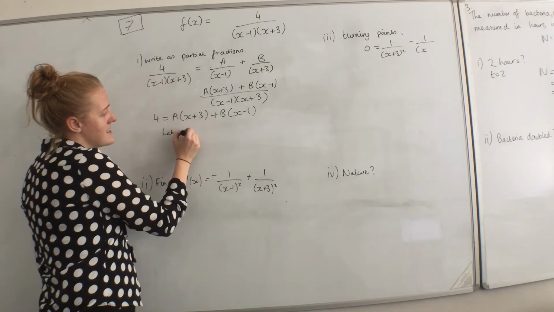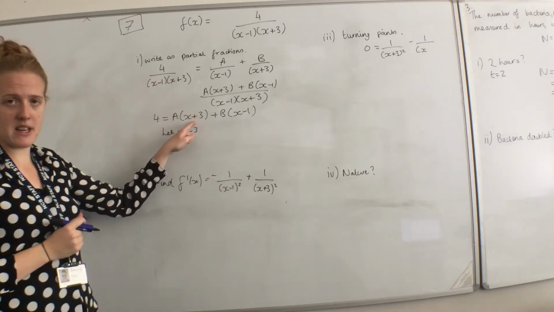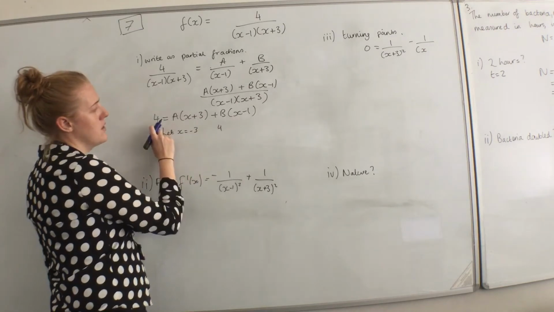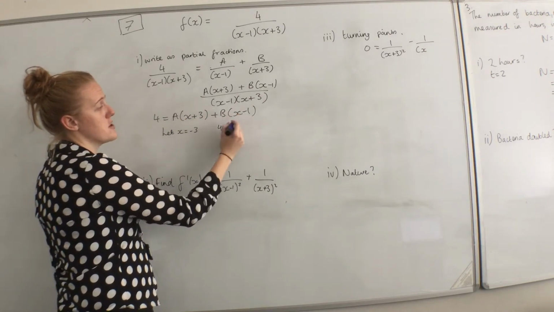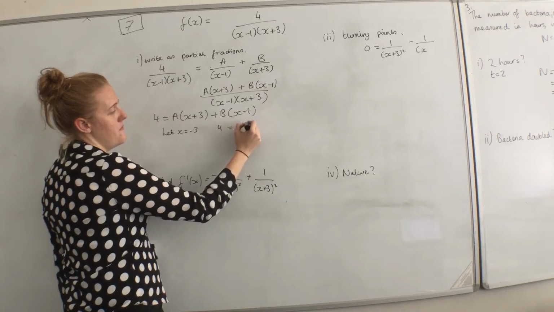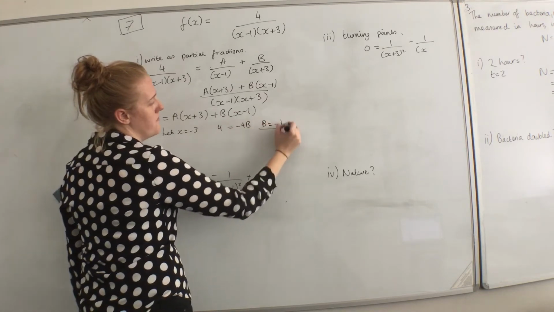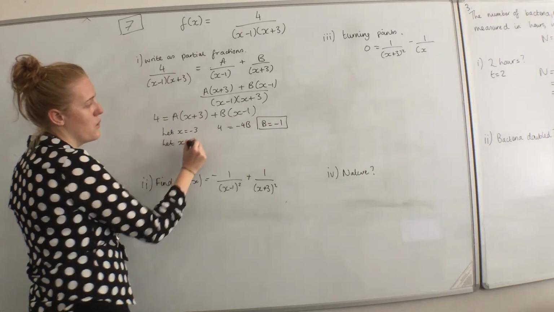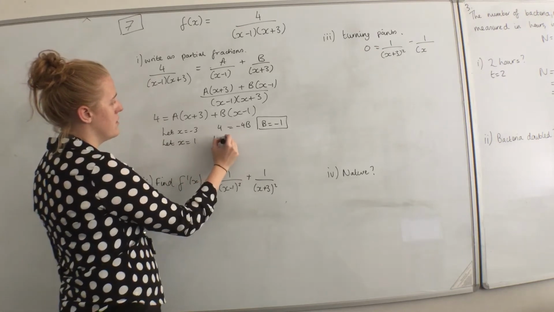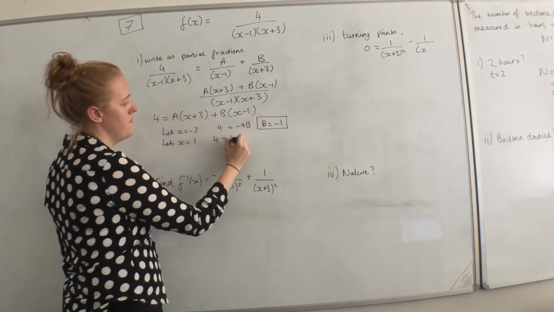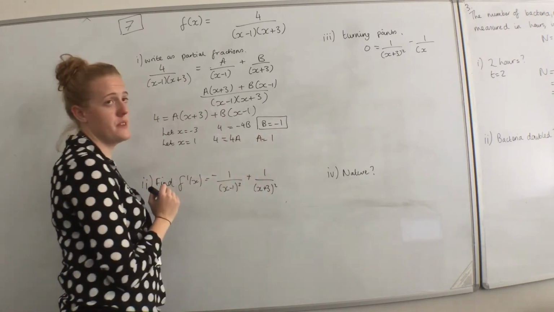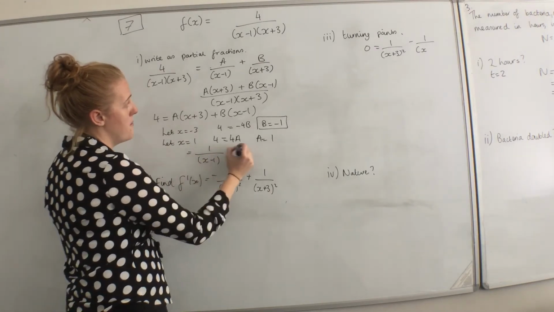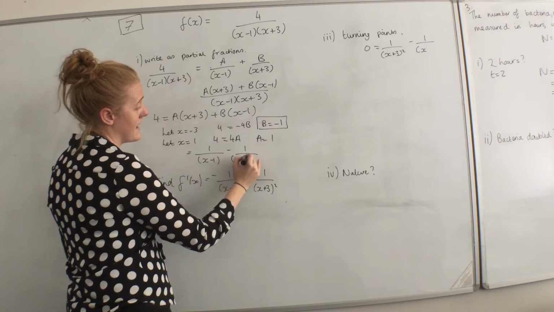So I'm going to let x equal minus 3 in order to cancel out this bracket and just leave me with an equation in terms of B. So what I've got here is 4 is equal to nothing, add minus 4B. So therefore B is minus 1. I'm going to do the same now and remove this one by letting x equal 1. So what I've got is 4 is equal to 4A, now that x is 1. So A is 1. So I know that it is 1 over x minus 1 minus 1 over x plus 3.